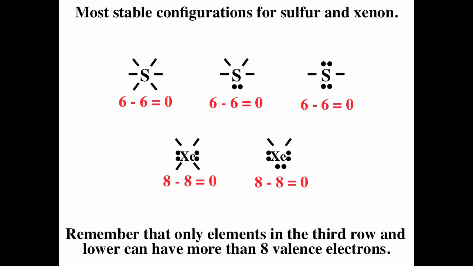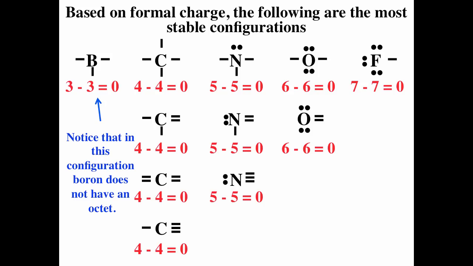I think I probably left off a couple. And again, we understand that these are stable based on the formal charge, and that elements in the 3rd row and lower can have more than 8 valence electrons. This is for the 2nd row. And so again, boron is another exception to the octet rule. It is happy often with just 3 valence electrons.